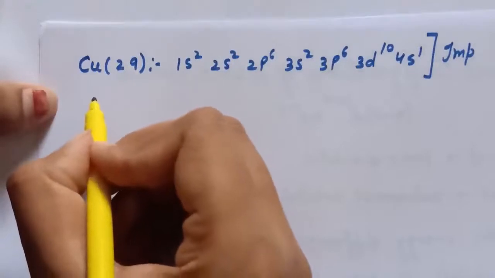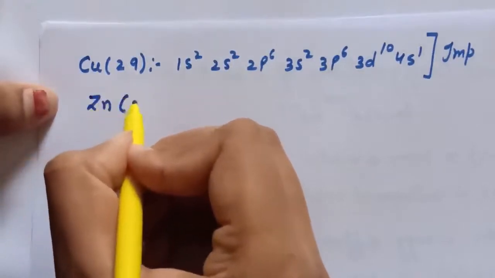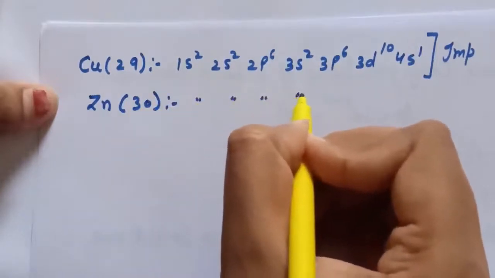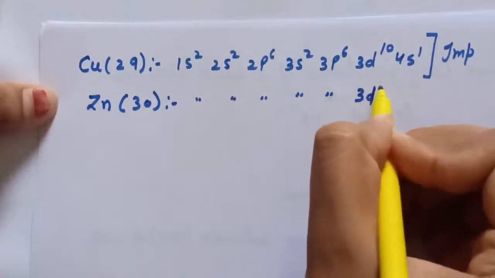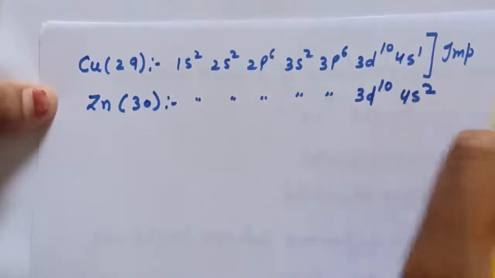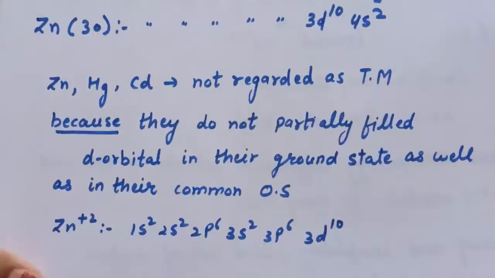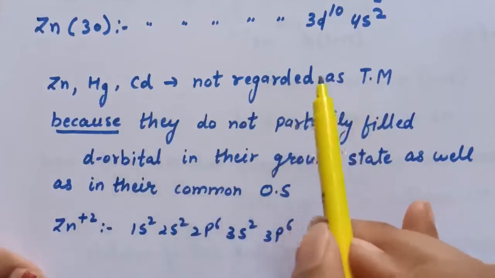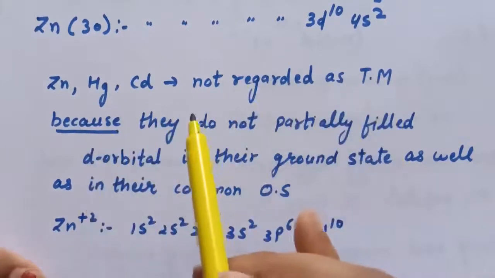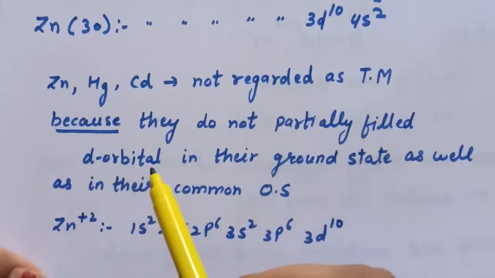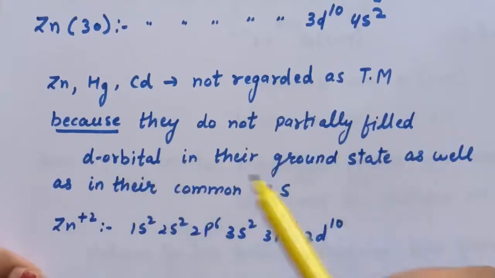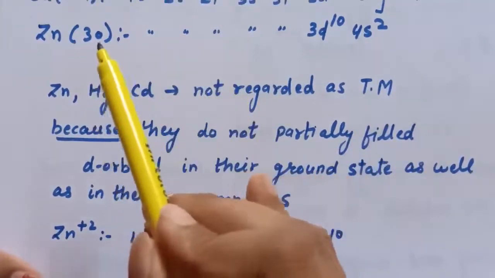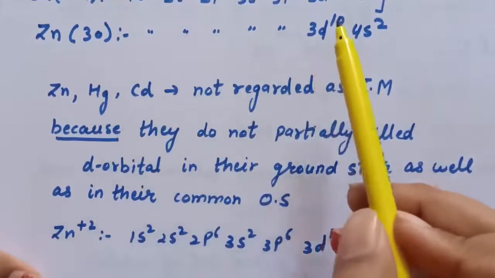Now the last element of the 3d series is zinc. The atomic number is 30 and the electronic configuration is 1s2, 2s2, 2p6, 3s2, 3p6, 3d10, 4s2. So this is the electronic configuration for zinc. And zinc, cadmium and mercury are not regarded as transition metals because they do not have a partially filled d orbital in their ground state as well as in their common oxidation state. As you can see from the electronic configuration of zinc, it is 3d10 4s2.